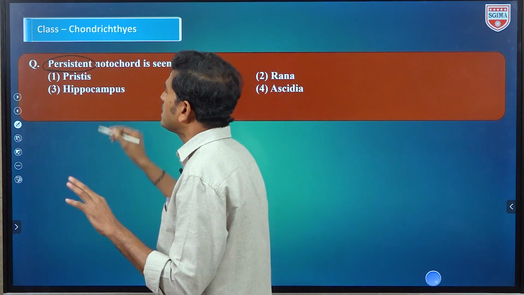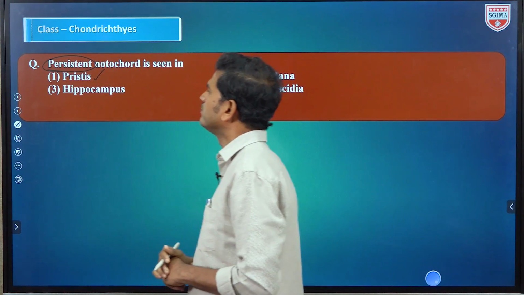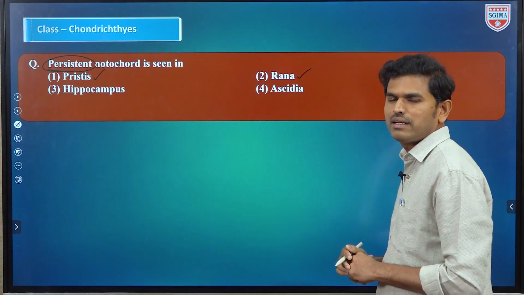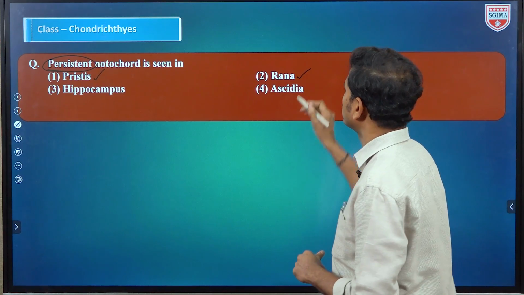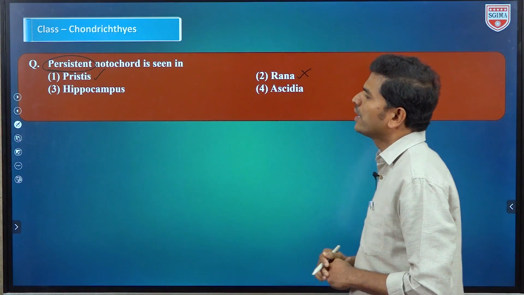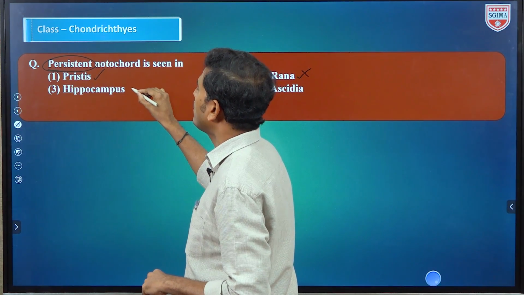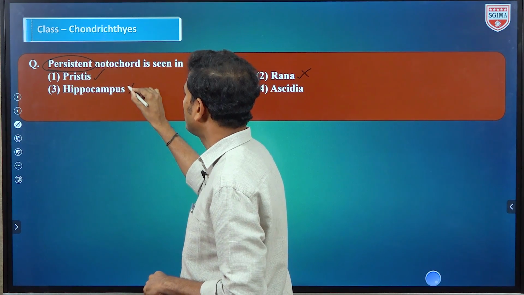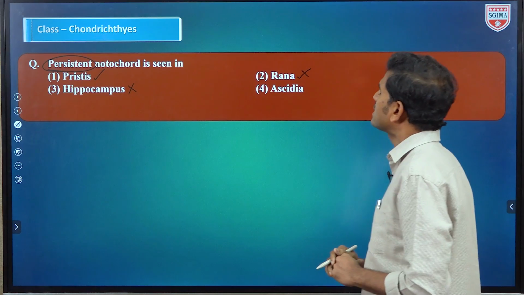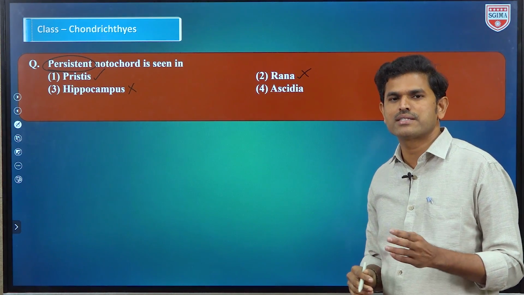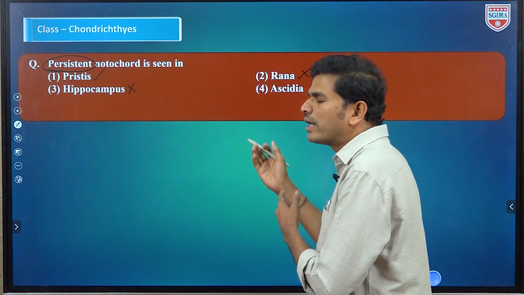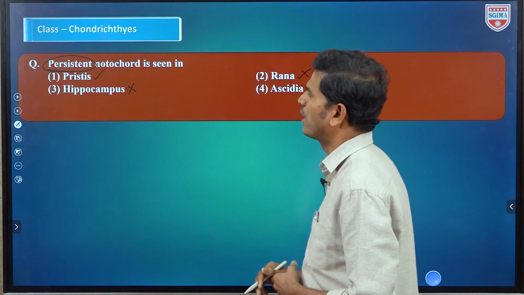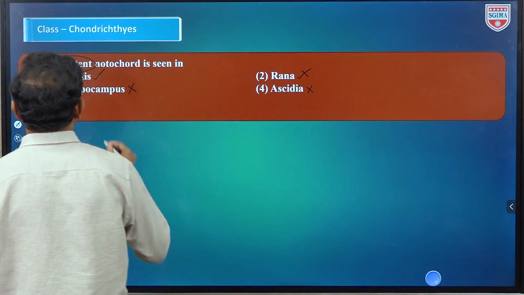Pristis is a Chondrichthyes fish. Next one, Rana hexadactyla, is an amphibian, so wrong. Next one, Hippocampus, is not a Chondrichthyes, it is an Osteichthyes fish, so wrong. And Ascidia, these are primitive chordates, so this is also wrong. So the correct option is the first one.